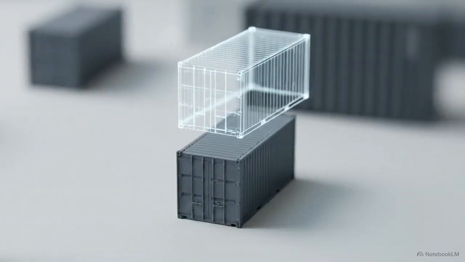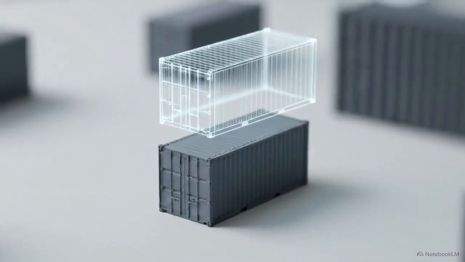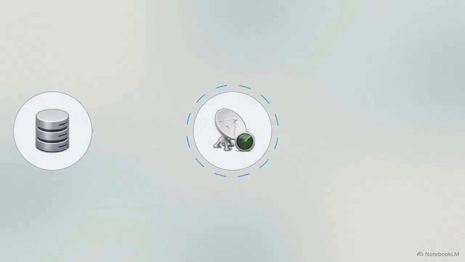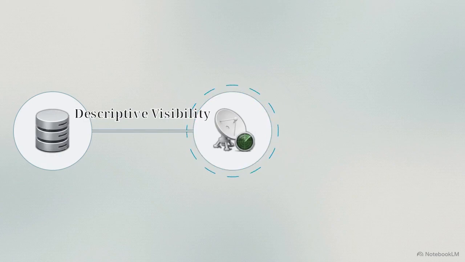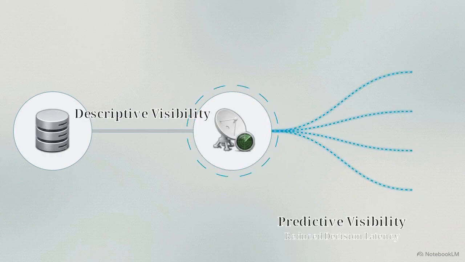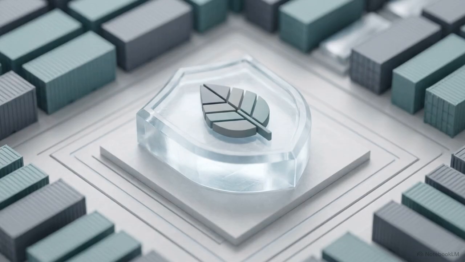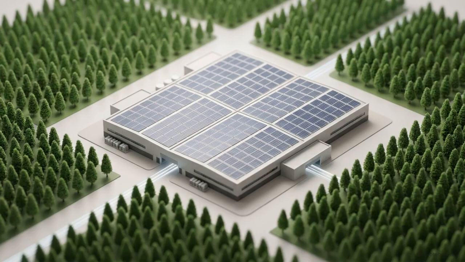To bypass these friction points, the industry is turning to a new technological frontier. We are observing a major operational shift away from merely descriptive visibility, reporting what just happened, toward AI-powered predictive visibility that anticipates bottlenecks before they form. This includes the rising implementation of digital twin supply chains. These digital replicas allow managers to run advanced scenario models and disruption simulations against live network data. Simultaneously, there is a strict, increasing mandate for ESG transparency tracking to ensure environmental and ethical compliance across every tier of the supply base.